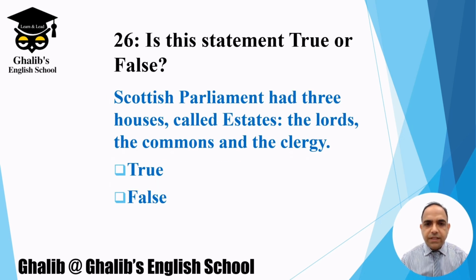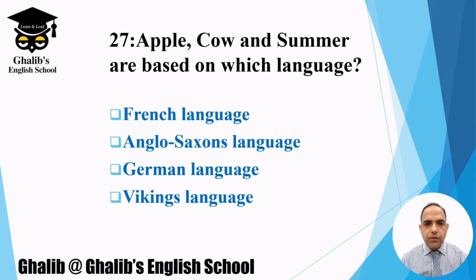Question number 26. Is this statement true or false? The Scottish Parliament had three houses called estates: the Lords, the Commons, and the clergy. That's true. When the Parliament was created, they had three houses. We also call them estates. 27. Apple, cow, and summer are based on which language? These words are based on the Anglo-Saxon language.